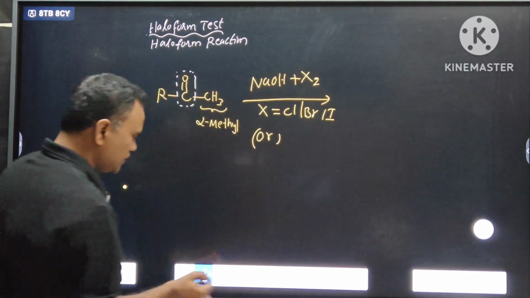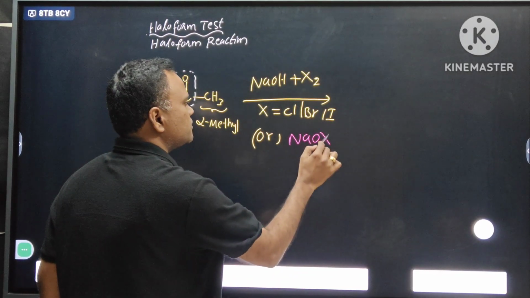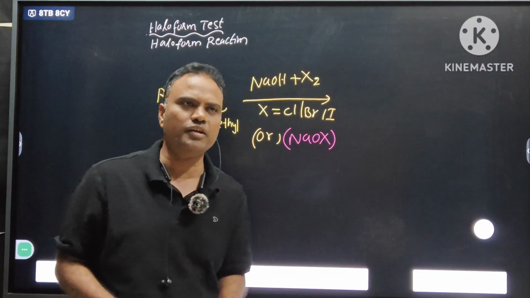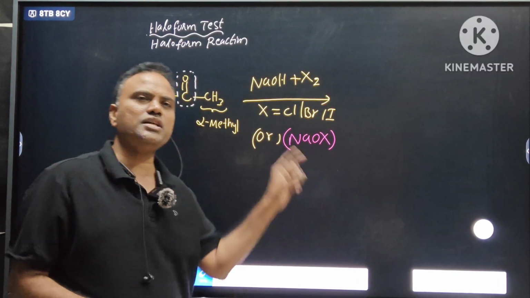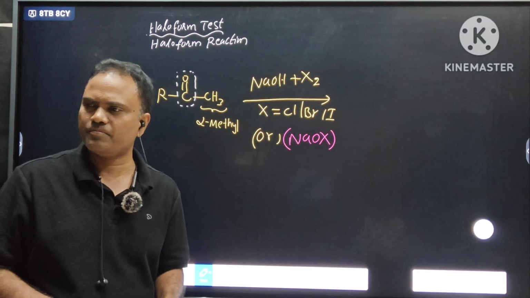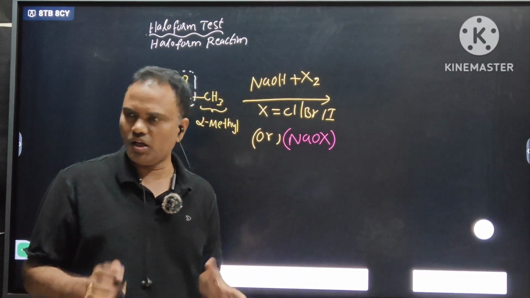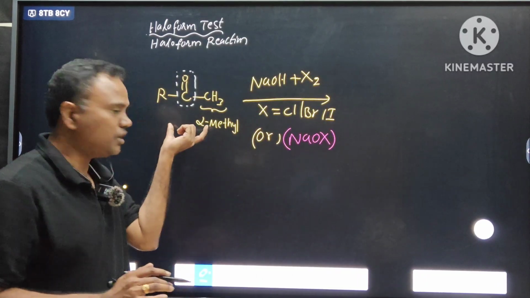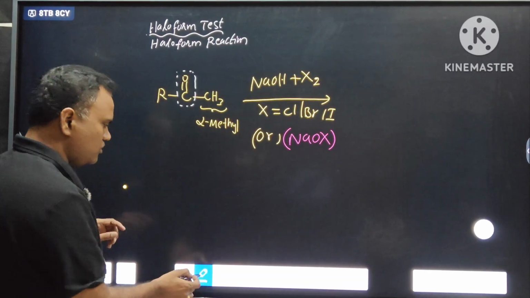Very, very important, another type of representation: NaOX, NaOCl, NaOBr, NaOI. If you observe NaOI, you have to consider that reaction as haloform reaction. NaOCl, haloform; NaOBr, haloform; or NaOH plus Cl2, haloform, along with the alpha methyl ketone. Clear? Right. See how to write the product.